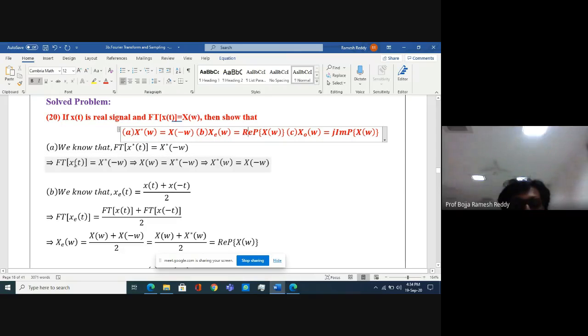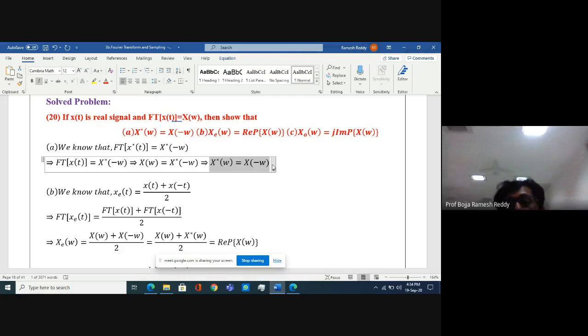Simply x of t. Fourier transform of x of t means what? X of omega. This is x of omega. This is x star of minus omega. X of omega is equal to x star of minus omega. We can put complex conjugate left side or right side. Both are same. We can put left side x star, it will become x star of x star. Same thing. That is x star of omega is equal to x star of minus omega. Meaning of this is x of omega and its folding form x of minus omega are complex conjugate pairs. This is original property. Part A is nothing but conjugate property.